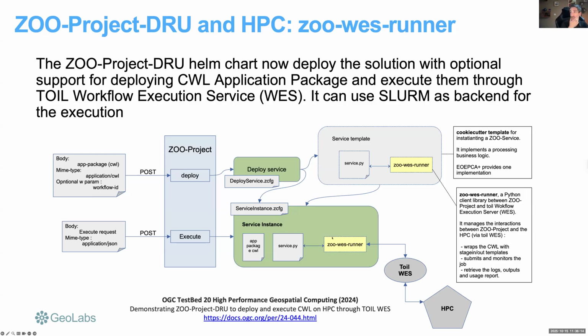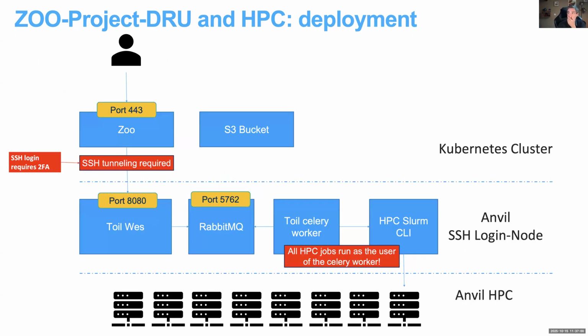So basically, as you can see here, it is exactly what we already had in the ZOO Calrissian runner, meaning for the deployment, we still have this service template which is instantiated to create a service instance. Then when you execute the process, the service.py reuses the application package and simply sends it with the parameters to the Toil WES server, which is then responsible to schedule and execute tasks on the HPC. This was also part of the work done in Testbed-20, High-Performance Geospatial Computing, last year, 2024.